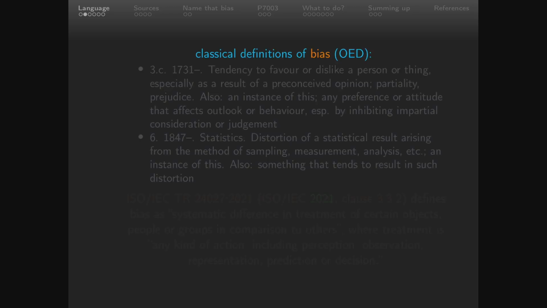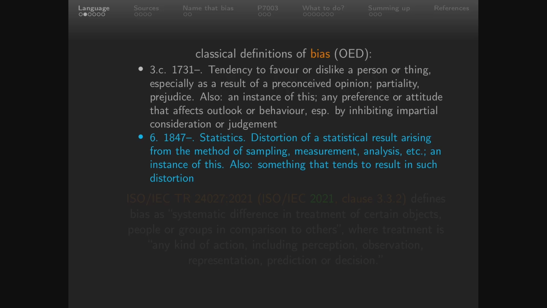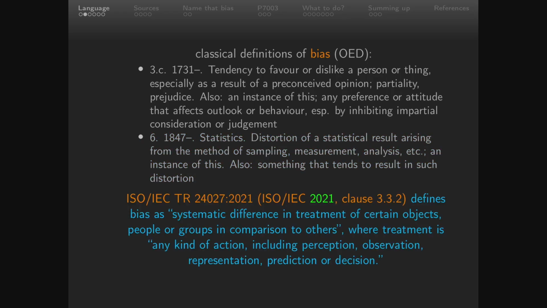Let's have a look a bit more at each of them. There's one definition of bias taken from the OED. Tendency to favor or dislike a person or thing, especially as a result of a preconceived opinion. So that sort of backs up your negative attitude towards it. And then there's the more neutral statistical definition, because it's something that happens in stats. For a different, rather more nuanced take on it, let's have a look at ISO 24027, which is a technical report. That's what the TR bit is, not an international standard, which talks about bias as a systematic difference in treatment of certain objects. See, it's neutral. It doesn't say better or worse, just different.